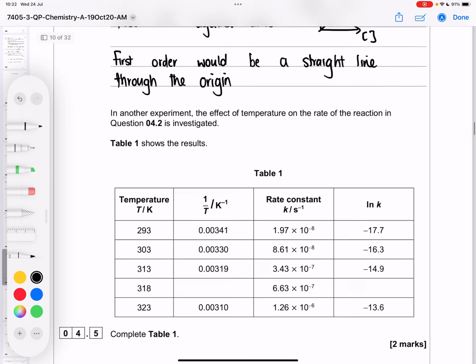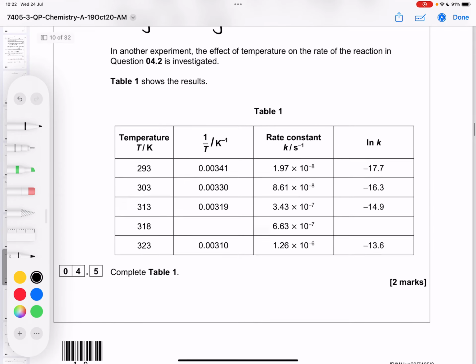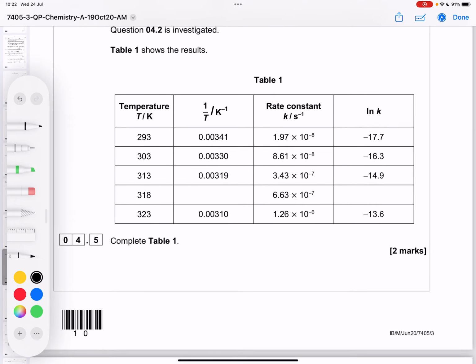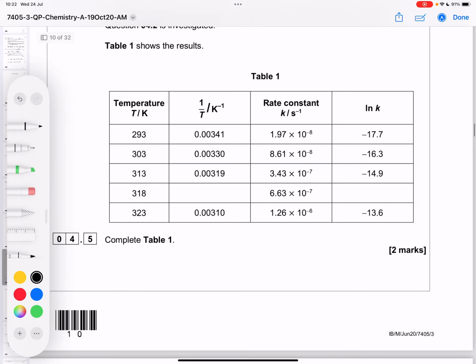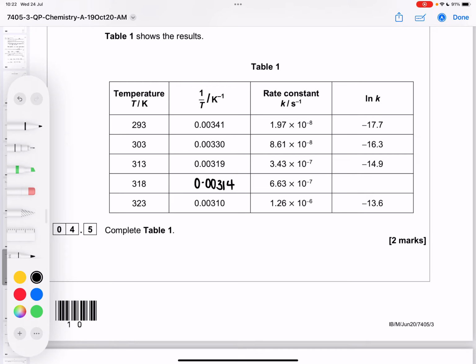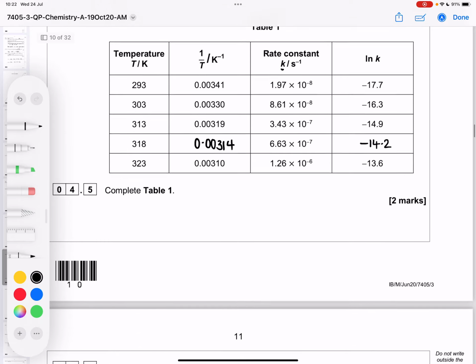In another experiment, the effect of temperature on rate in question 4.2 is investigated. Table 1 shows the students' results. Complete table 1. So the first thing we have to do is do 1 divided by 318. So if on our calculator we do that, we write our results consistently with the rest of the data in the table. We get 0.00314. And then the other gap is ln of little k, the rate constant k. So we're going to natural log 6.63 times 10 to the minus 7. We get minus 14.2, and that does seem to fit in line with the other data. So that makes us feel that it's probably right.